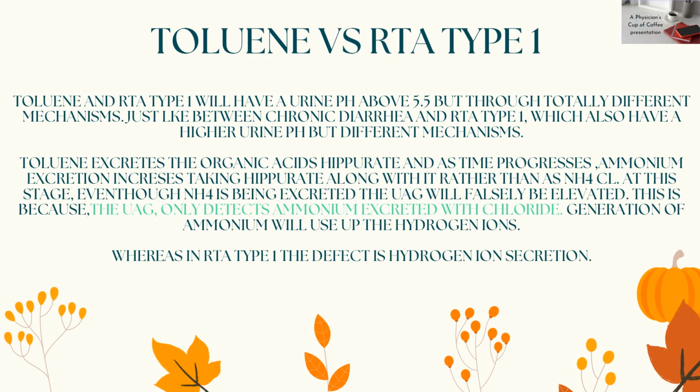This concept I've actually discussed a few slides before this. I've gone through this many times in detail, but in general, though toluene toxicity resembles RTA type 1, you can differentiate both of them by doing a urinary osmolar gap and measuring the urinary ammonium level.